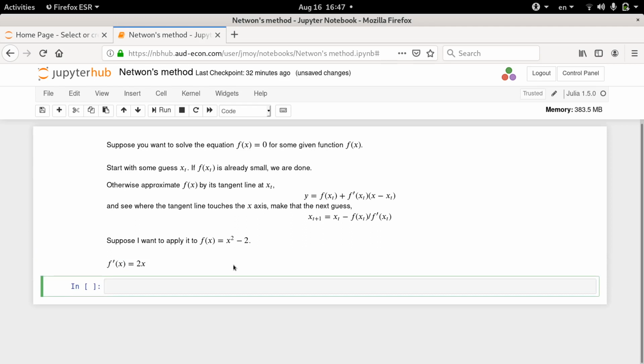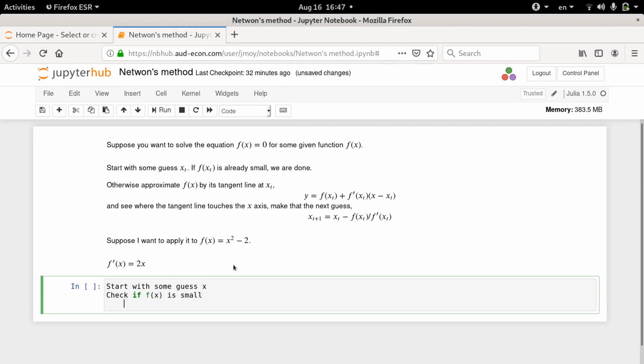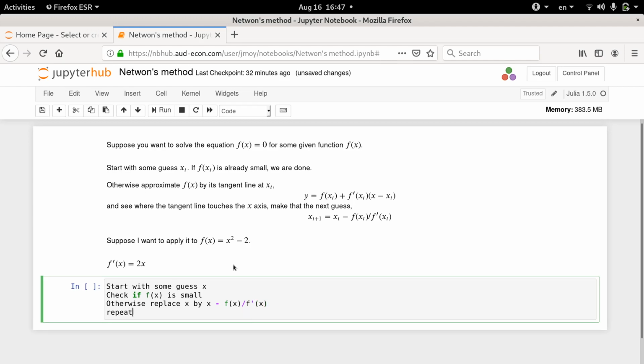So now let's write a sketch of the code. So the idea is start with some guess. So let's write that down in code. So start with some guess x. Okay. Check if f(x) is small. Otherwise, replace x by x minus f(x) divided by f dash x. Repeat. Because see, I may have to keep repeating. x_(t+1) also may not make f(x) small. So I will repeat again and repeat again and repeat again.